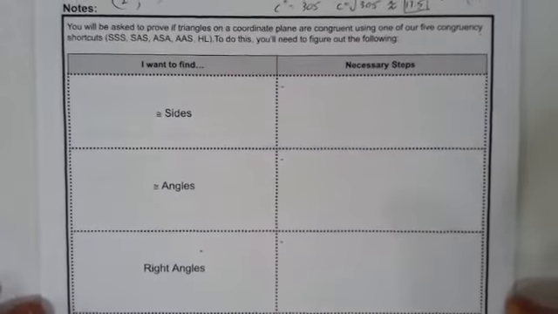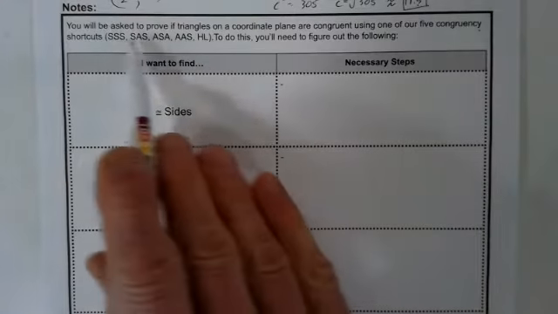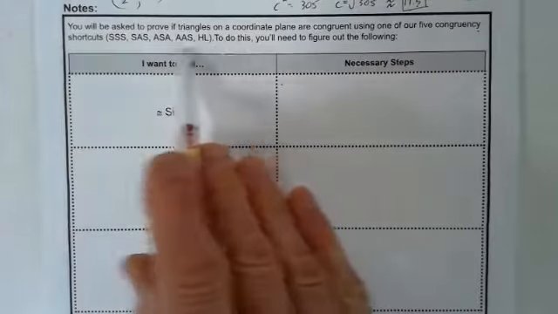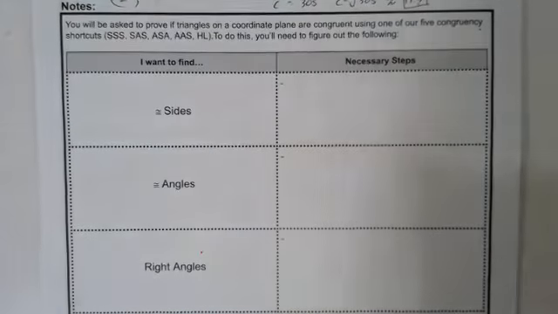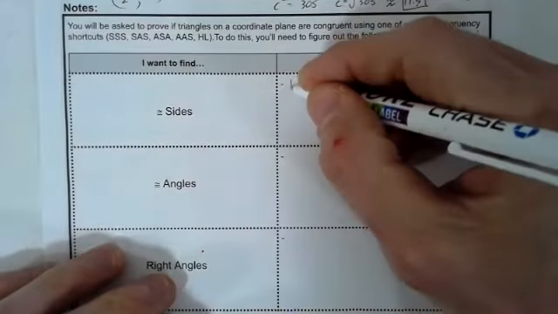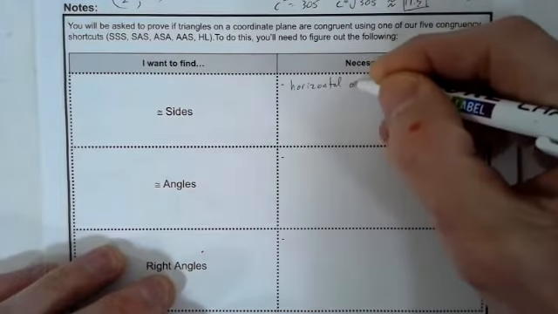Now, you're going to be asked to prove triangles on the coordinate plane congruent using one of 4 or 5 congruency shortcuts. So we've got these here, and we're going to figure out the following. To find congruent sides, well, what are we going to do? Well, we've got horizontal, if they're horizontal or vertical.